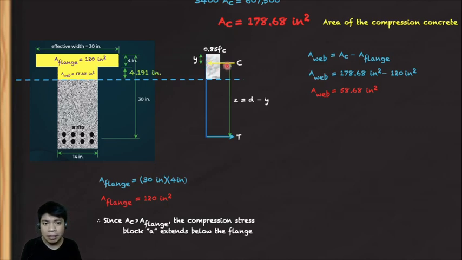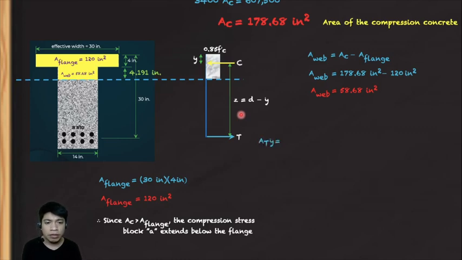So, our VMN is the couple created by these two forces, the T and C. So, we will need their distance. Okay? So, let's first get our bar sub y, guys.